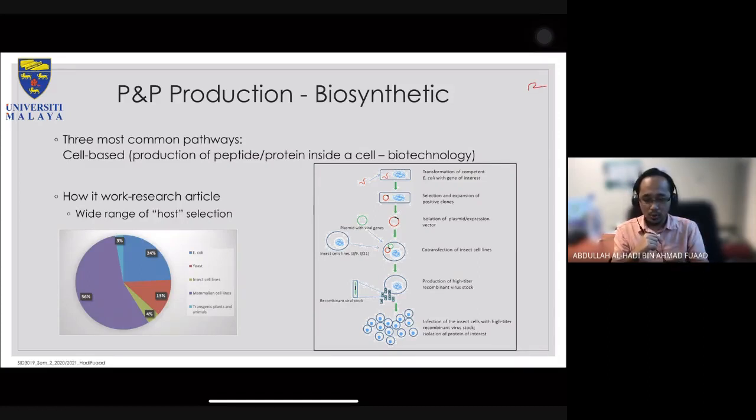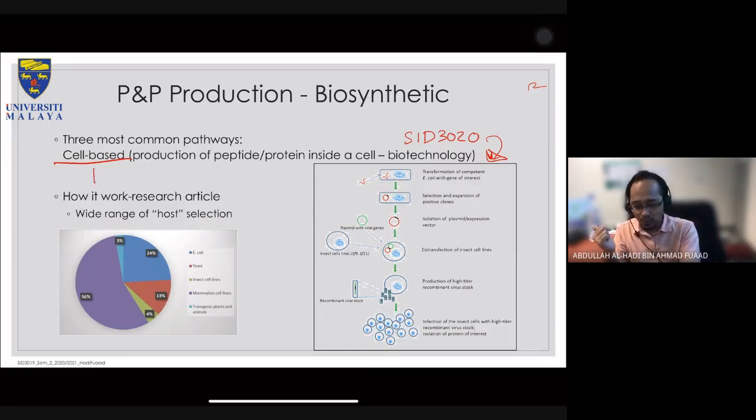All right. So let's focus on the first one, which is cell-based production. You can produce a peptide and a protein inside the cell. This is the same as what was covered in SID3020. Again, I'm not sure whether you have sat for that particular course. If you have not, then it's basically talking about that, very briefly. If you have, then I don't need to go into more detail.